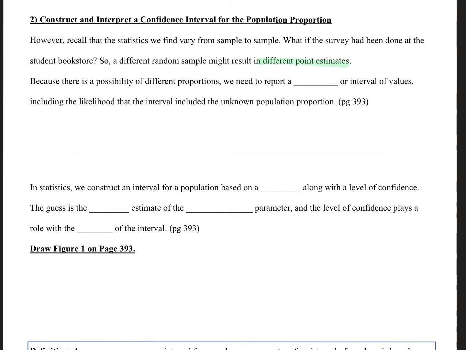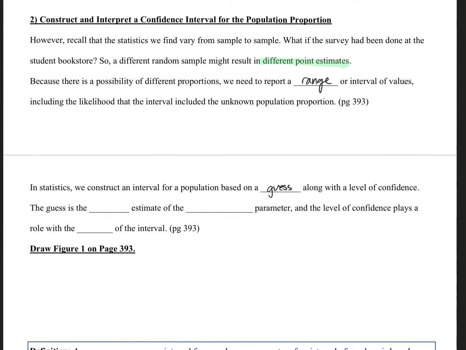Because there is a possibility of different proportions, we need to report a range or interval of values, including the likelihood that the interval included the unknown population proportion. So in statistics, we're going to construct an interval for a population based on a guess, along with a level of confidence for our guess. For example, you might say, I'm 50% confident that my mom is at home, right? Or maybe if you're more certain, you'd say, I'm 90% confident that my mom is at home. You would have a guess, and maybe your confidence is higher or lower. That's just an example of a guess with a confidence level.